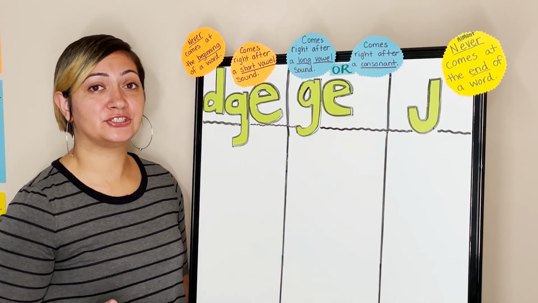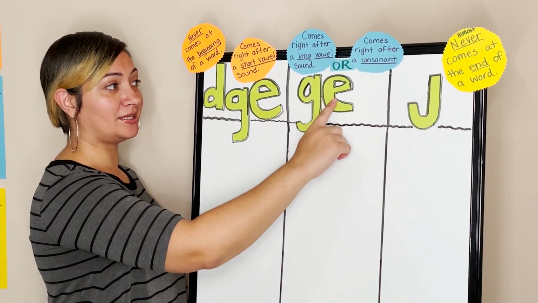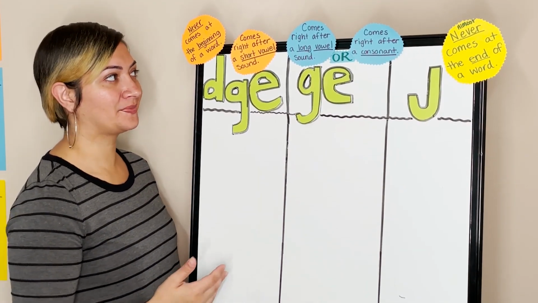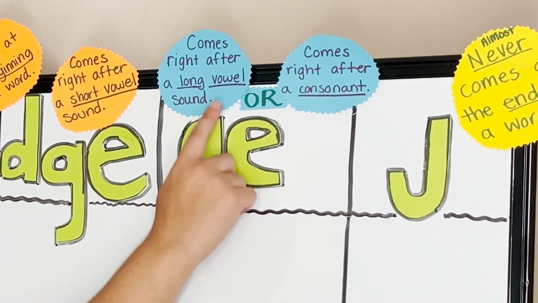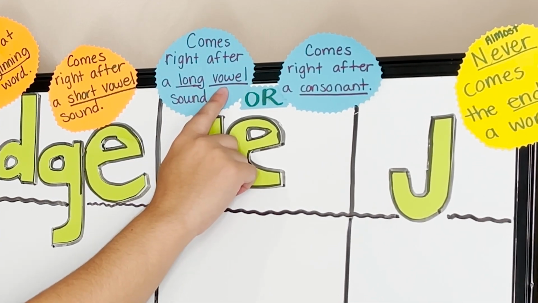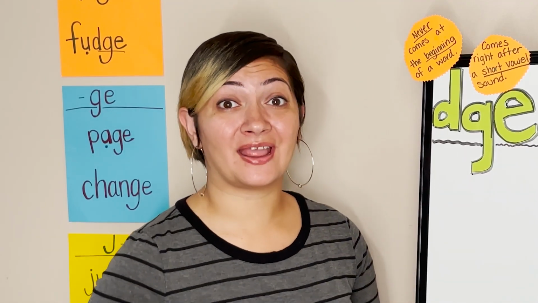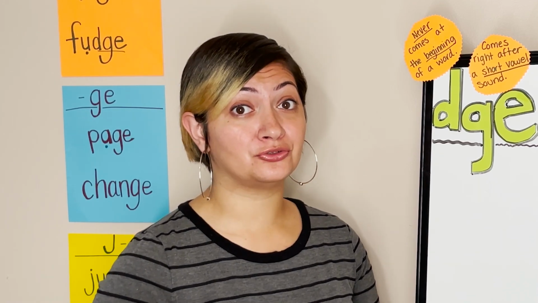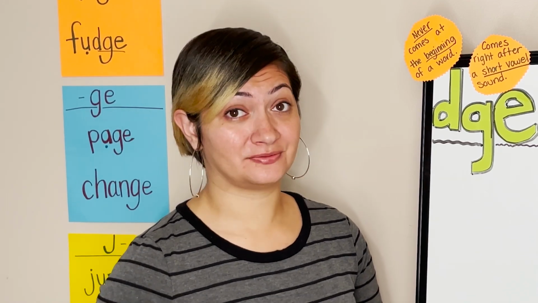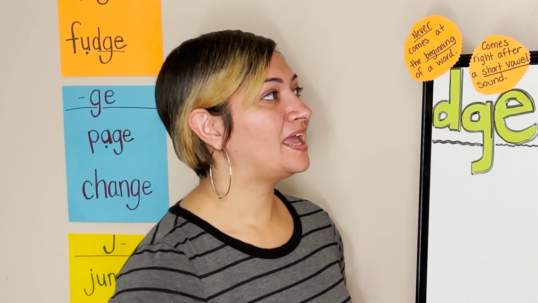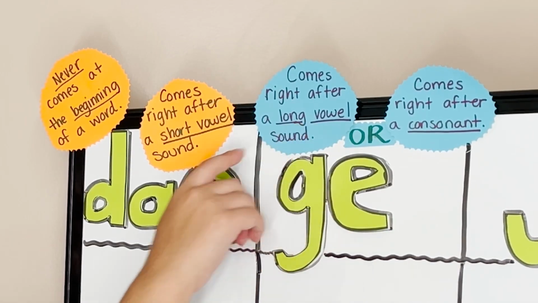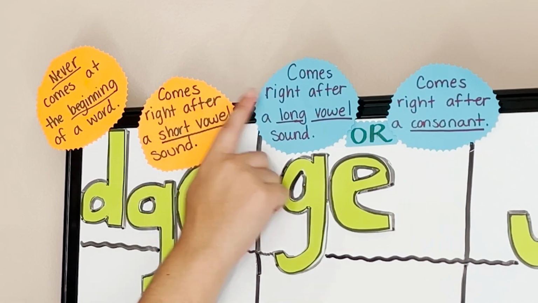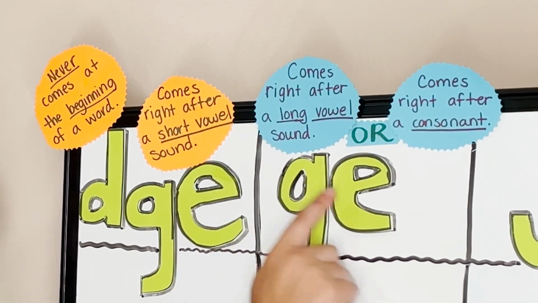Another way to spell the J sound is with G-E. G-E also makes the J sound. G-E will come right after a long vowel sound. Long vowels are A, E, I, O, U, and oo. And so when we notice the word has a long vowel sound instead of a short vowel sound, we're just going to use G-E.